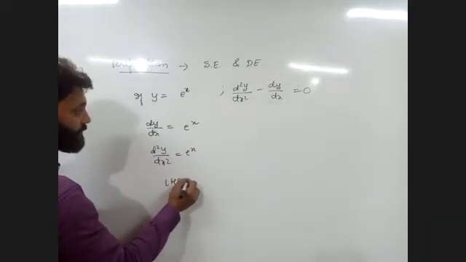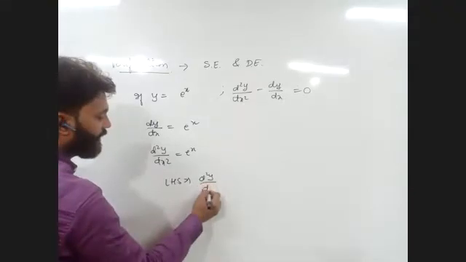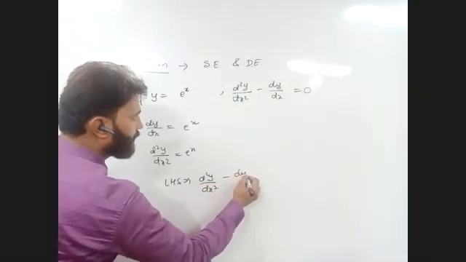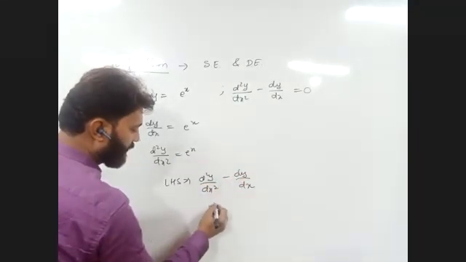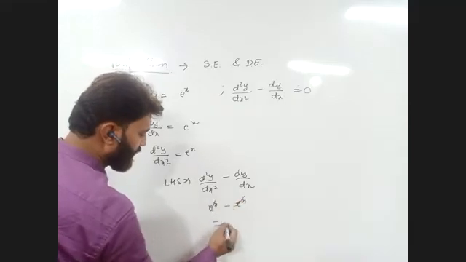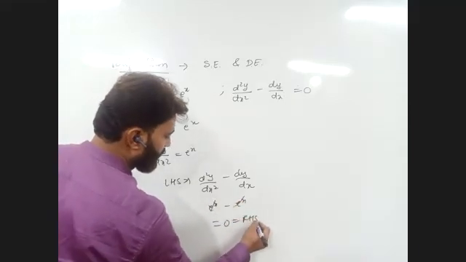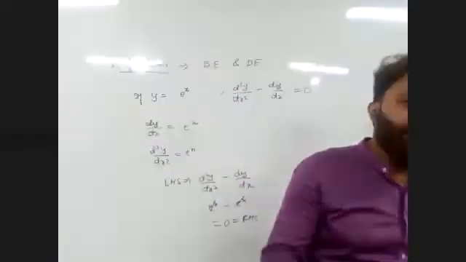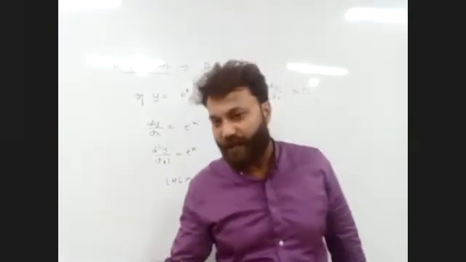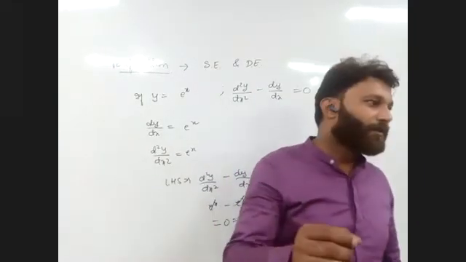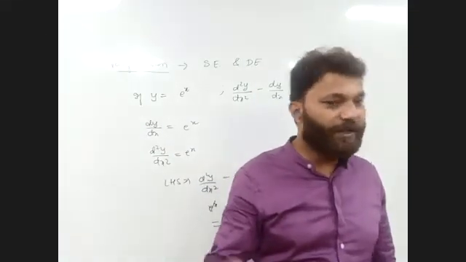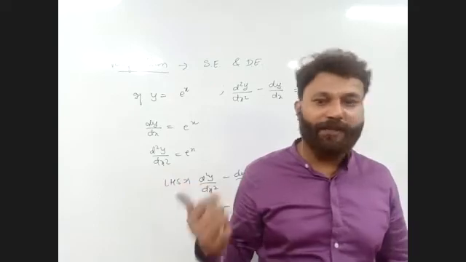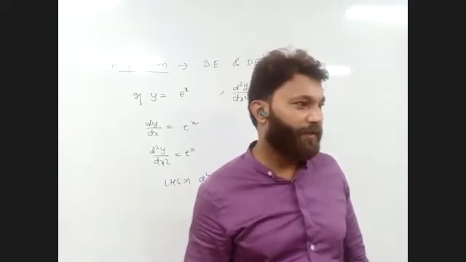Now taking LHS. LHS is d2y upon dx square minus dy upon dx. So this will be e to the power x minus e to the power x equal to 0 equal to RHS. This is exactly what we do for verification based questions. We differentiate the simple equation as many times as is the order of the differential equation, and then we follow what we have done in the proving questions of differentiation, right?